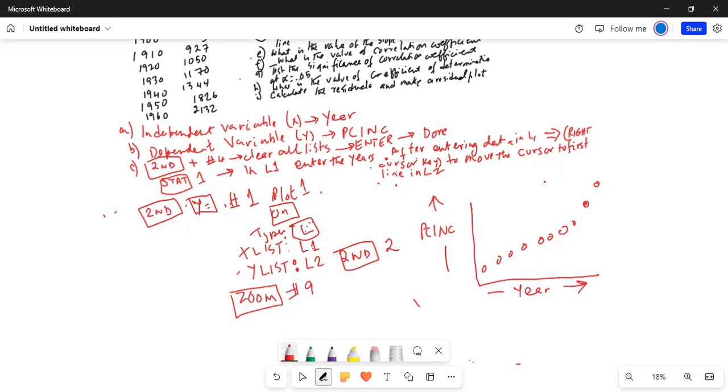So can you fit a straight line through this? Yeah. Except the last 2 points are a little bit off. Okay. So how do you fit a straight line through this?